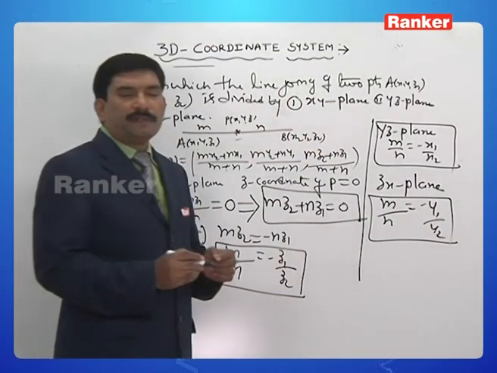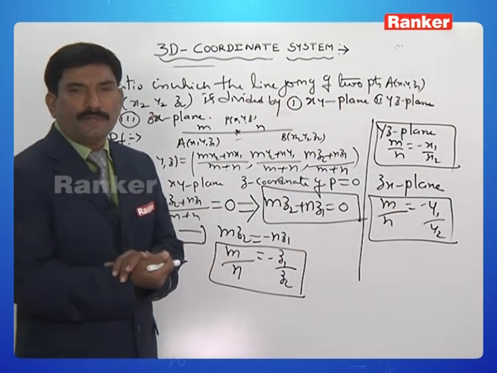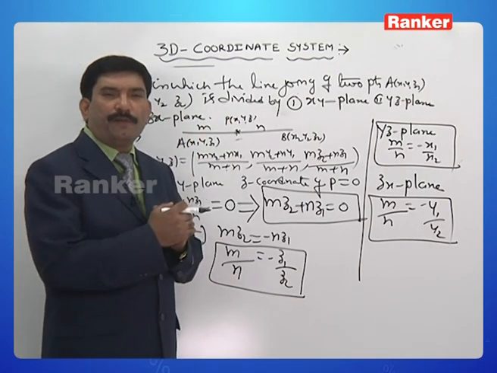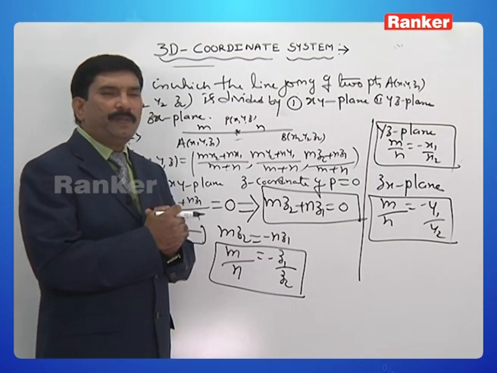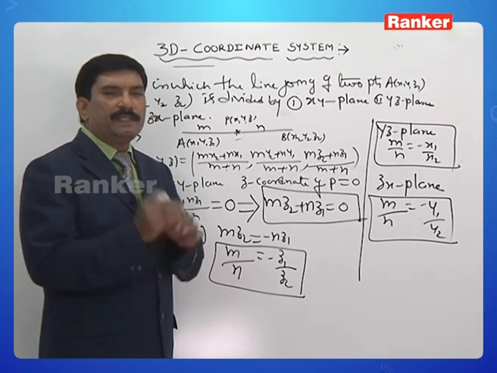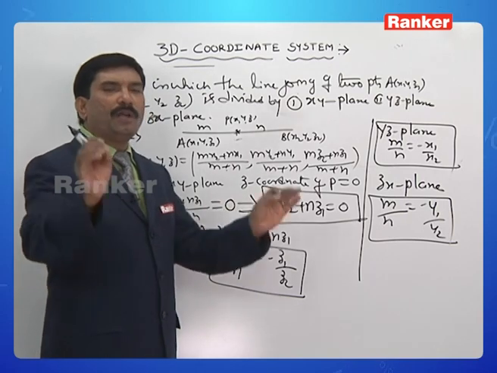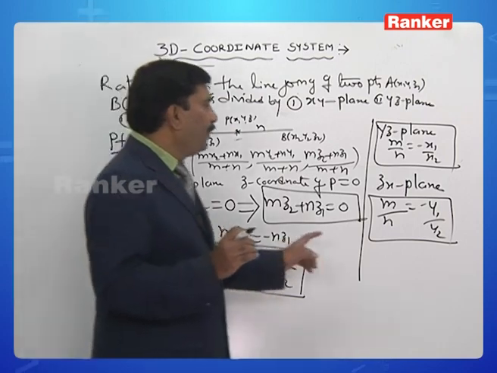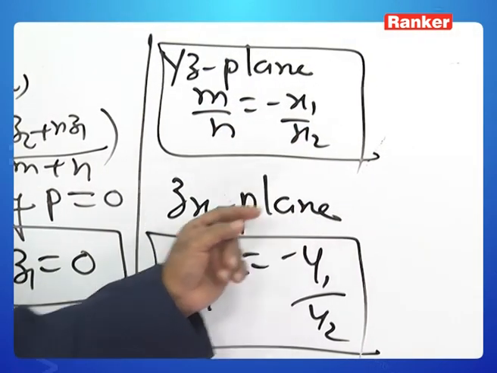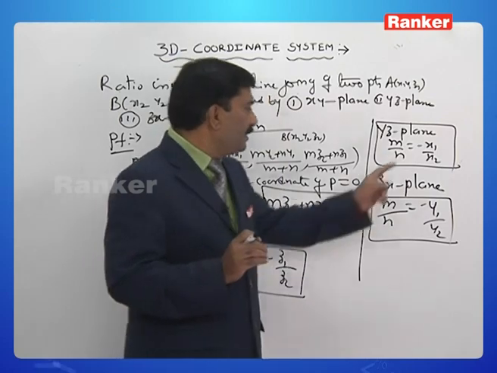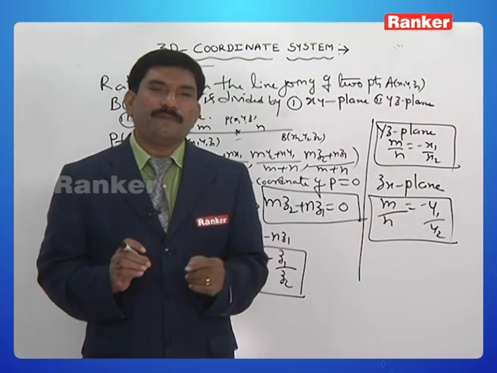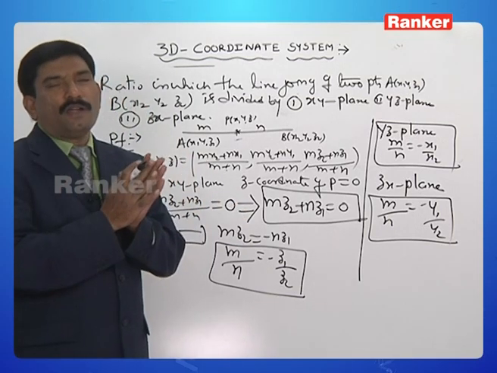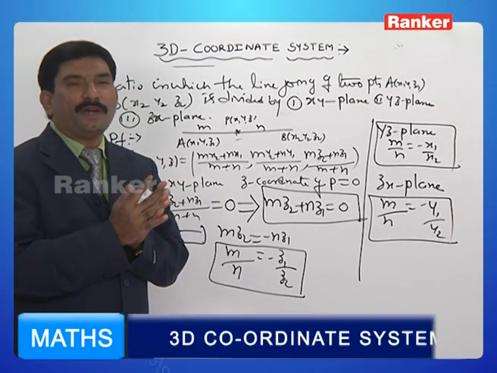So therefore, the ratio in which the line joining of the 2 points A of x1, y1, z1, B of x2, y2, z2 is divided by the 3 coordinate planes: first one is the xy plane, minus z1 by z2; yz plane, minus x1 by x2; zx plane, minus y1 by y2. So therefore, this is how the 3 coordinate planes divide the line joining of the 2 points in the respective ratios.